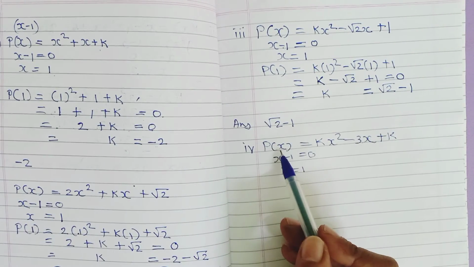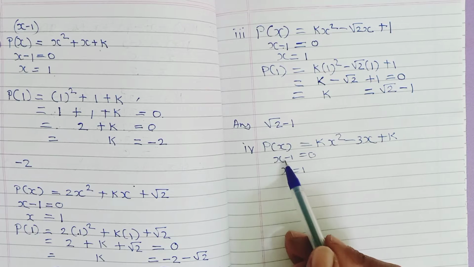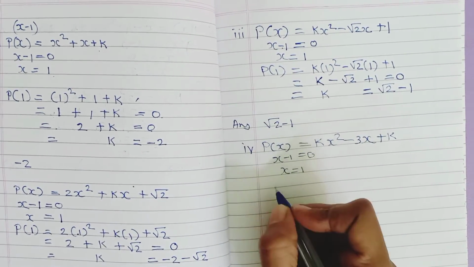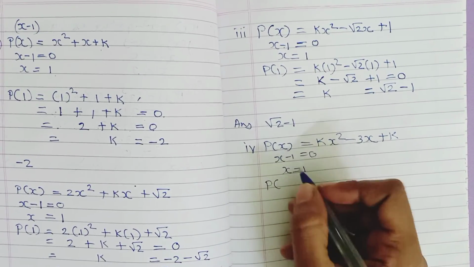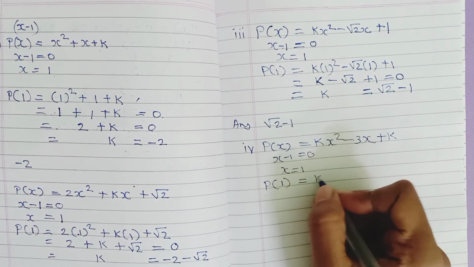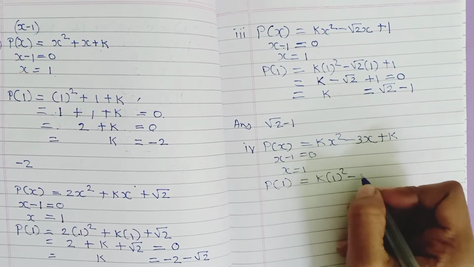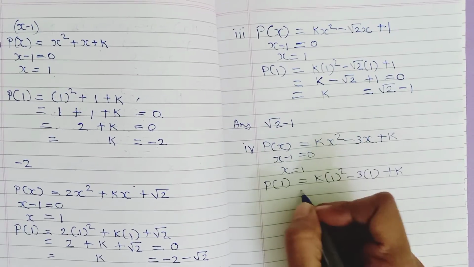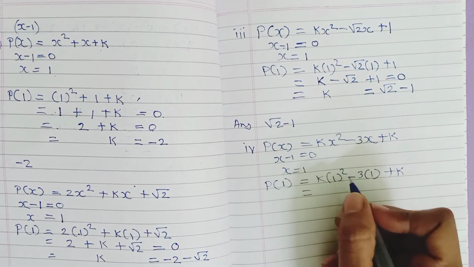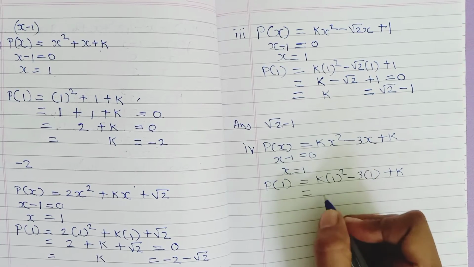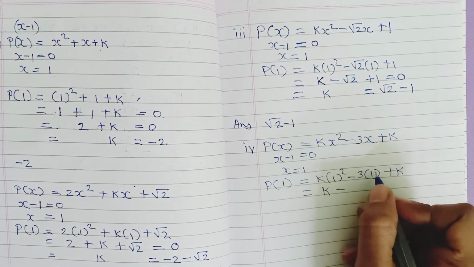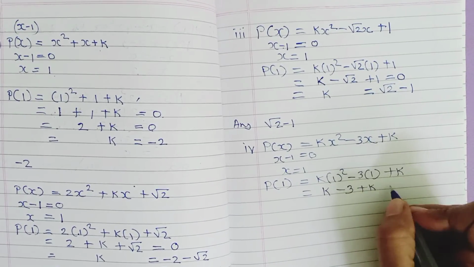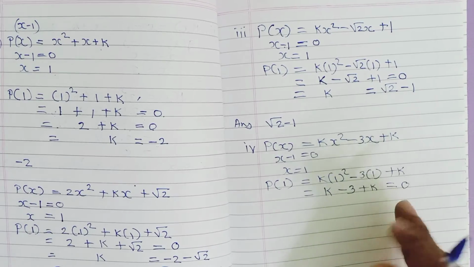So this is our fourth polynomial that is given here, and this one I have done as we have done for the previous one also. So I got the value as 1. Simply I'll substitute the value of x here, that is 1. So P(1) is equal to k times 1 square minus 3 times 1 plus k. So k times 1 square means 1 multiplied by 1, so 1 multiplied by k is k, minus 3 multiplied by 1 is minus 3, plus k. We have to make it equal to 0.